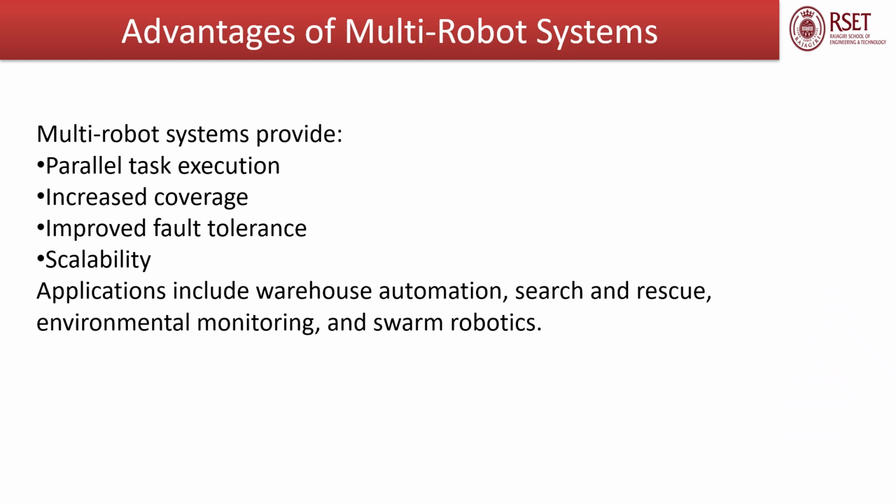Advantages of multi-robot systems. Multi-robot systems offer parallel task execution, that is, the task is completed faster; increased coverage, where large areas are monitored efficiently; improved fault tolerance, where redundancy improves reliability; and scalability, where system performance increases with more robots. However, coordination becomes more complex. Communication and collision avoidance between robots must be carefully managed.